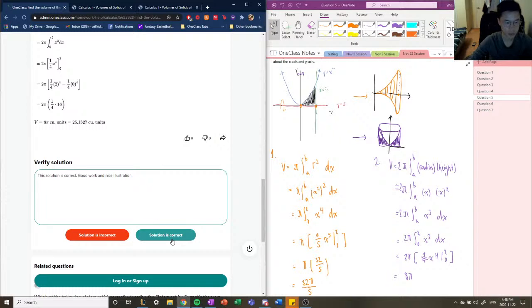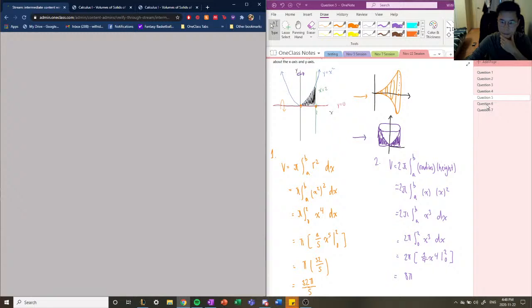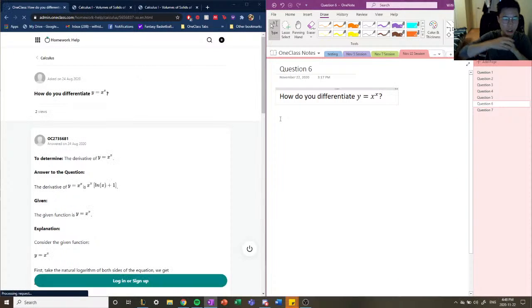Okay, cool. Let's move on to question number 6. How do you differentiate y equals x to the power of x? You can really just use your power rule here, but honestly, that's not going to give you anything of substance. So we're going to use implicit differentiation instead. Let's write this out.